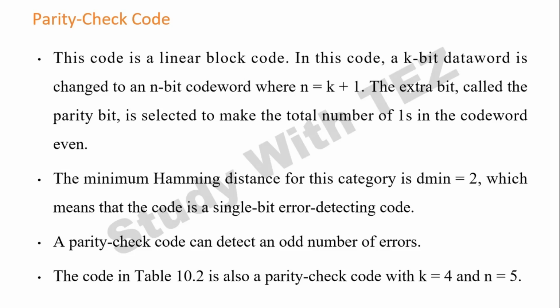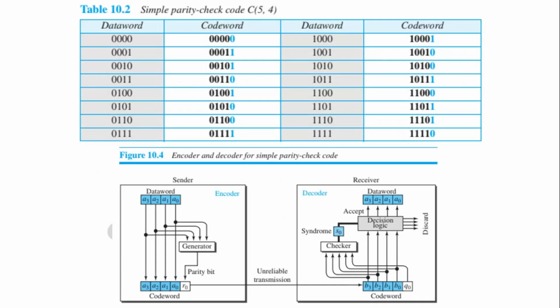So here, a parity check code can only detect an odd number of errors and not an even number of errors. There is one more table here with k is 4 and n is 5. You can see here, this is the data word. See here, the number of ones is 0. So 0 means even only, so we are adding 0 here in the code word. If you can see that blue color here, this 0 has been added just because of the even number of ones.